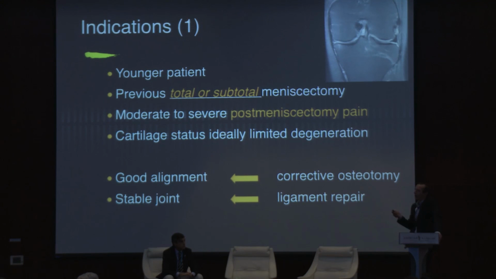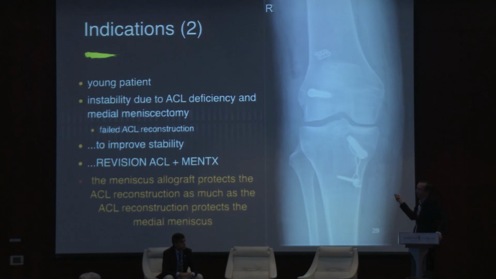There are a number of indications, mainly subtotal or total meniscectomy, symptomatic patient, stable knee, well aligned. So this is your situation where you can contemplate having a meniscus allograft. Sometimes you're going to have a soccer player with not just one ACL, but 2 ACLs and maybe 3 ACLs, and then you should think about doing a medial meniscus allograft transplantation in conjunction with an ACL revision. But we're not talking pros, of course, when we're talking this type of situation.